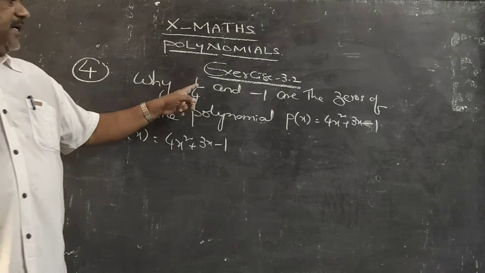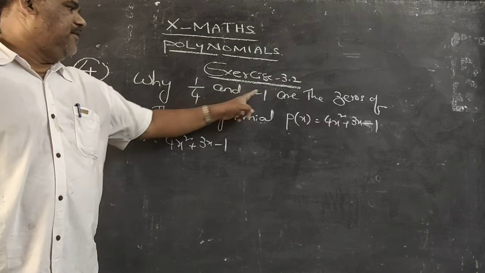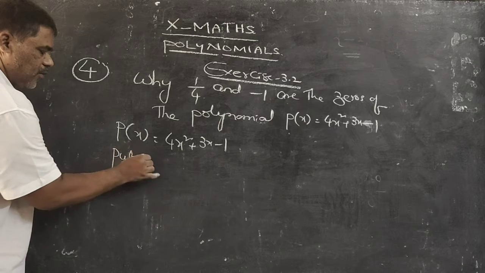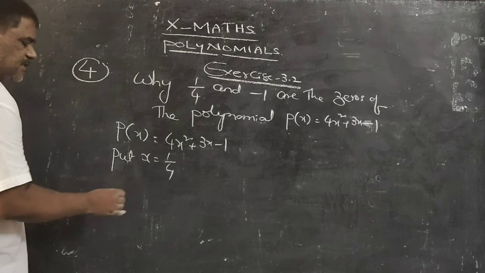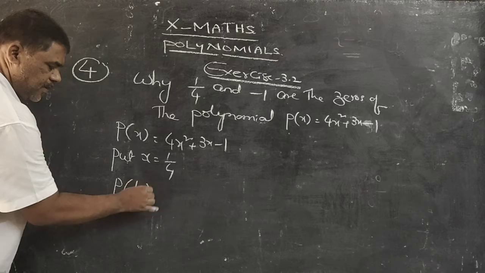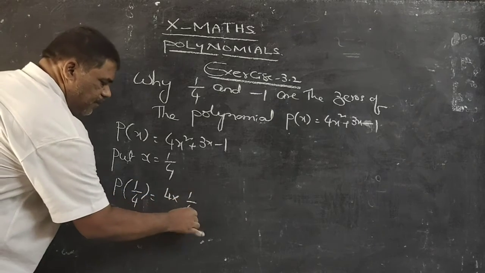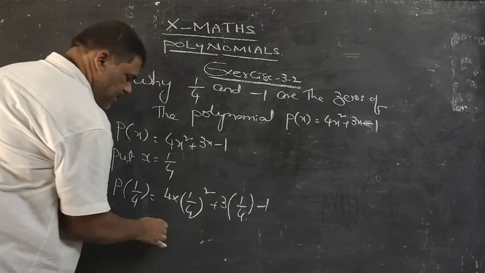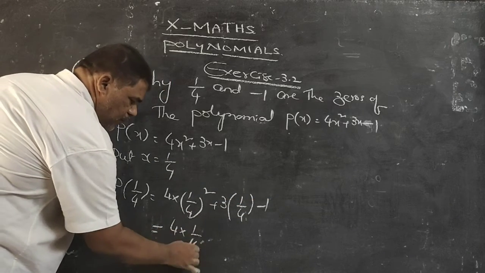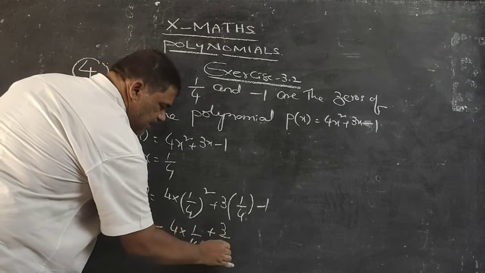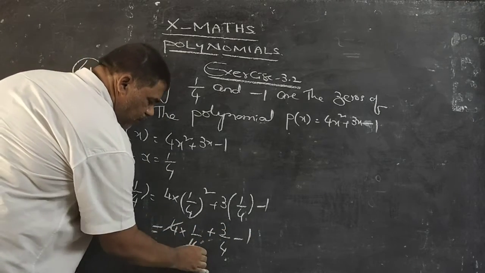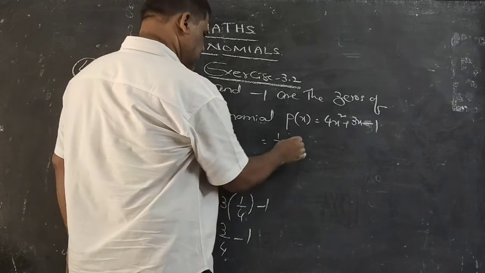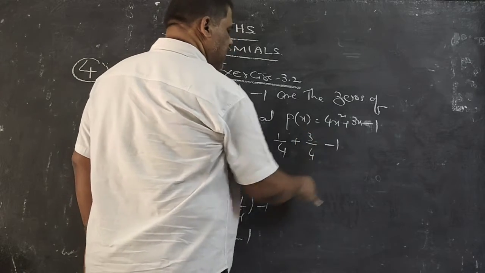So here we have to check why 1 by 4 and minus 1 are zeros of the polynomial. If we substitute x is equal to 1 by 4, 4 into 1 by 4 whole square plus 3 into 1 by 4 minus 1. 4 into 1 by 4 whole square is 1 by 4. This is 3 by 4 minus 1.